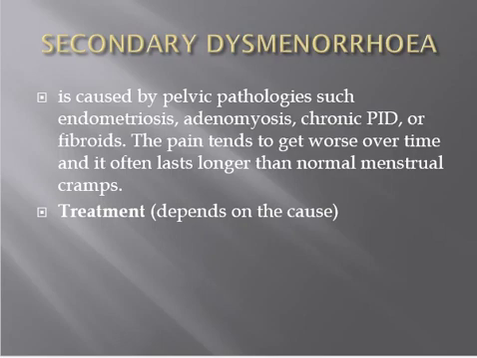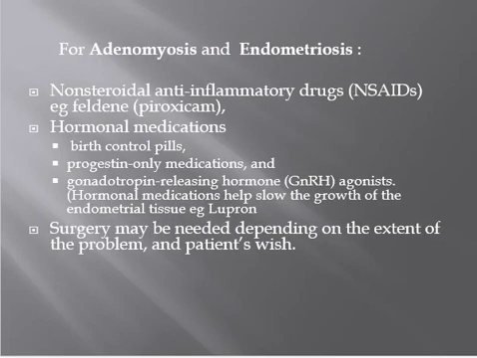Then you also have the chronic PID. PID stands for pelvic inflammatory disease. When it's chronic, that's a long-term infection of the female reproductive system. This can affect the uterus, the fallopian tubes, or the ovary. All these conditions lead to secondary dysmenorrhea, and the treatment for this depends on the cause. So this leads us to the treatments. I divided the treatment based on the causes.